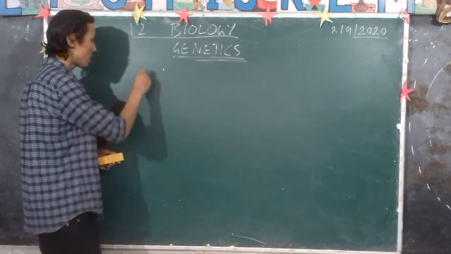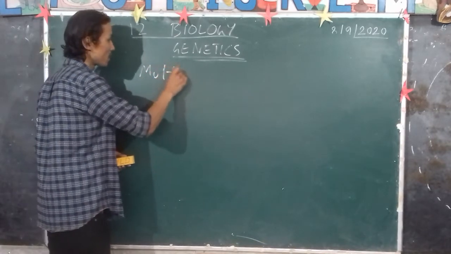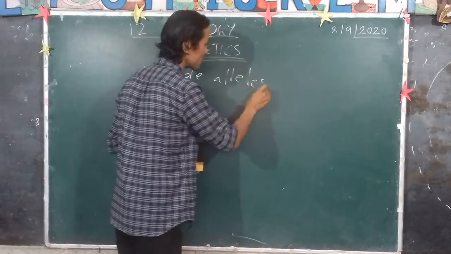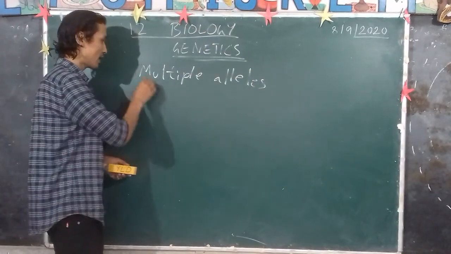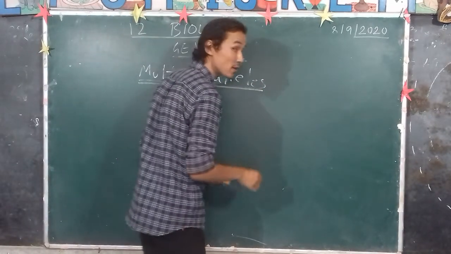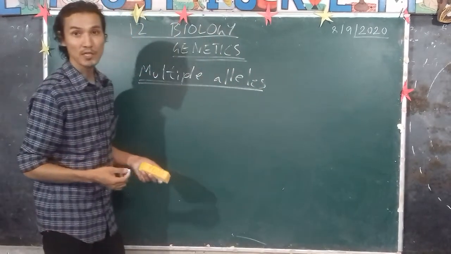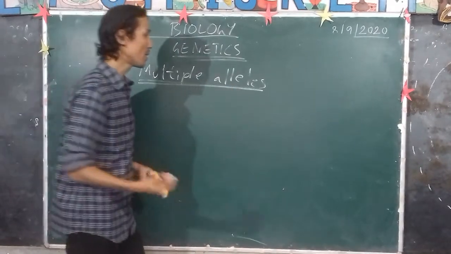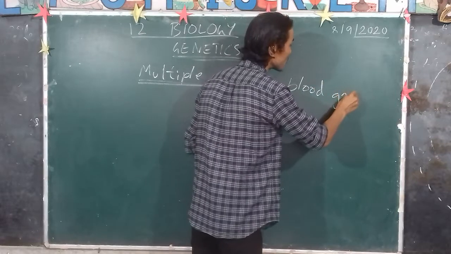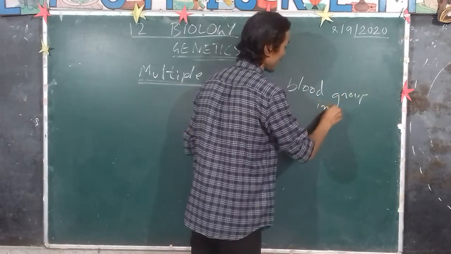Such genes are called multiple alleles. By multiple alleles, what it means is you get different forms of genes. And to understand this better, I'll give you an example of blood group in humans.